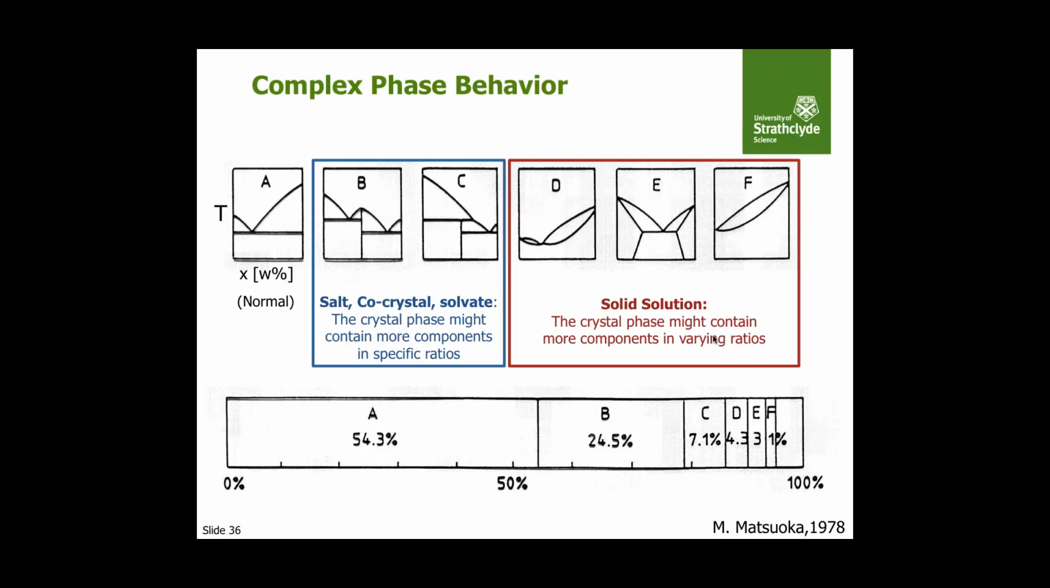So there was an inventory made on all these phase diagrams and how often they occur. Although it is a relatively old study, it showed that the eutectic phase diagram, the normal one, occurs in more than 50% of the cases. It is important to be aware of other phase diagrams that might occur, other than the simple eutectic phase diagrams. So salts, co-crystals and solvates might form, but you might also end up with a solid solution if you have complex multi-component systems.